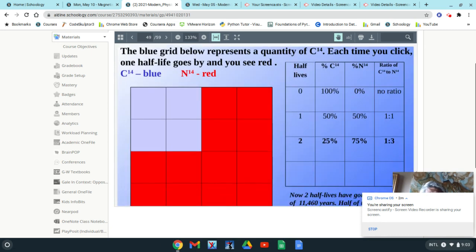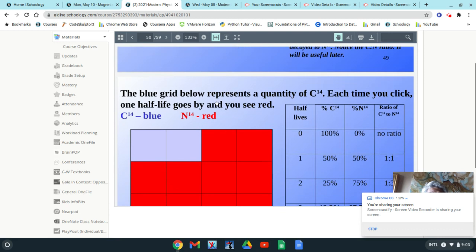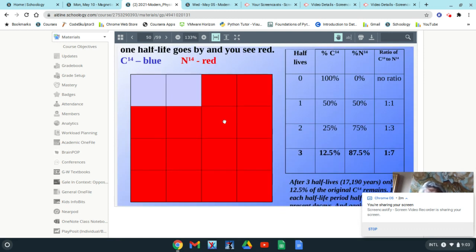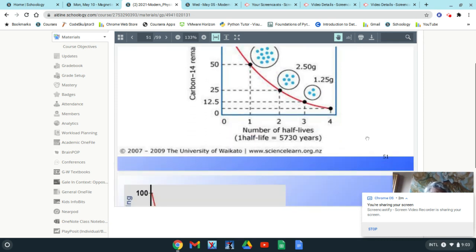And then we go on next and we see now so much is nitrogen 14, and we only have 1/4 of the carbon left. And then we keep moving on, and now it becomes half of that, and now we only have 1/8 left, and so forth. And we can see how it decays over time, going from 10 to 5 grams, 5 grams to 2.5 grams, and so forth. The amount of carbon 14 is becoming less and less, and the amount of nitrogen 14 is increasing.